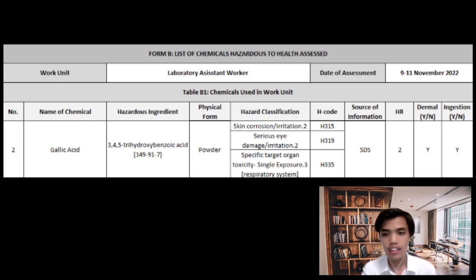For the last hazard classification is specific target organ toxicity, single exposure category 3, respiratory system with the H code of H335. So for the gallic acid, the source of information comes from the SDS with the HR of 3, with the dermal and the injection is yes.